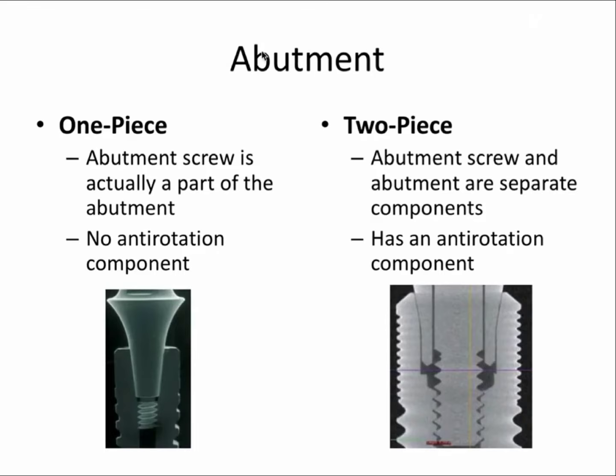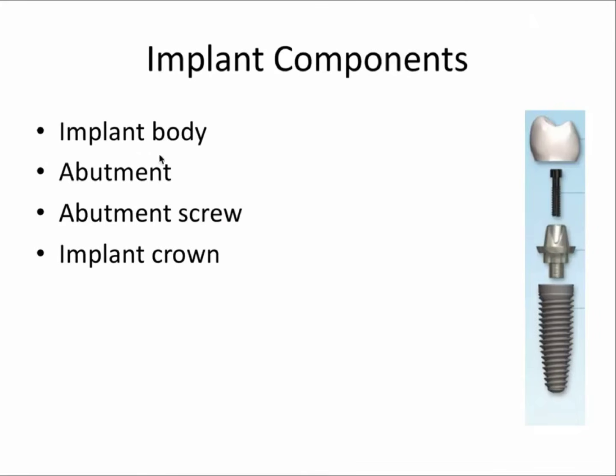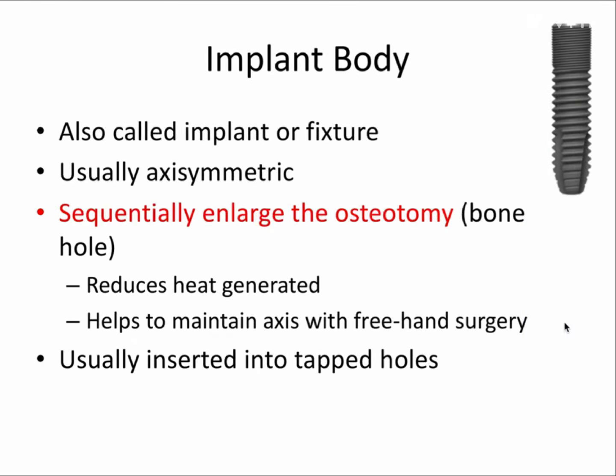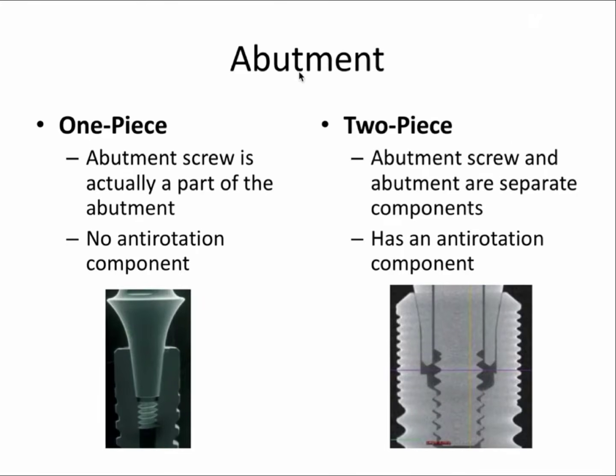Now let's talk about the abutment. So the abutment is the part of the implant schematic here that is placed onto and into the implant body. So the abutment can be broken down into two big categories, one-piece abutments and two-piece abutments. So let's spend some time digging into the differences between these two categories.